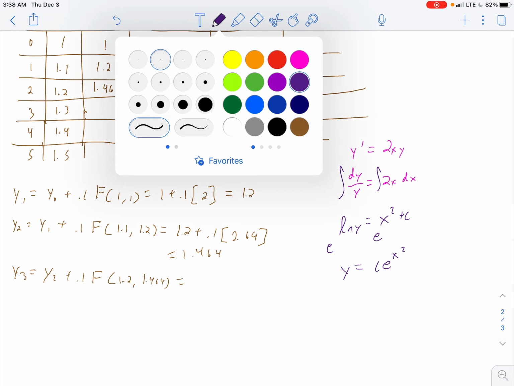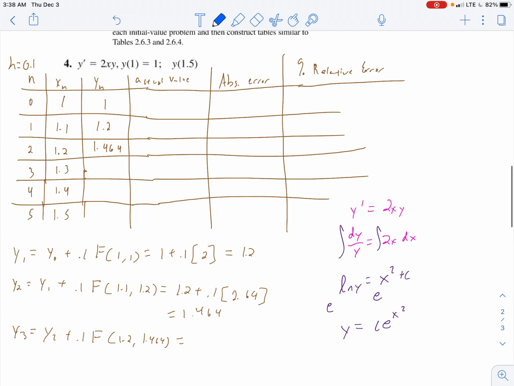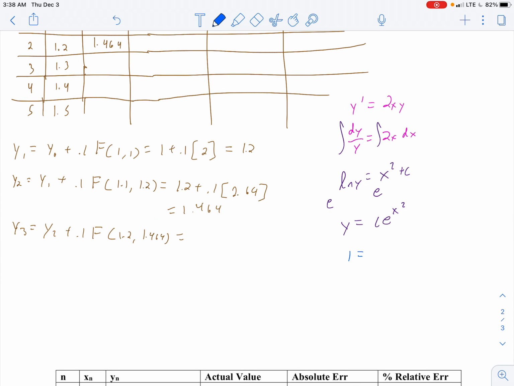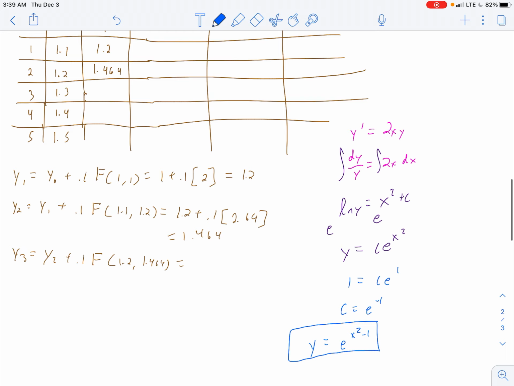Now, let's go ahead and plug in our value. Our initial value is going to be 1, 1. So 1 is equal to c e to the first, which is just going to be c. Dividing by e on both sides, c is 1 over e, or e to the negative 1. Therefore, our solution is y is equal to e to the x squared minus 1, because since c is e to the negative 1, we just combine our exponents together. So there's our solution to our differential equation with the initial value 1, 1.